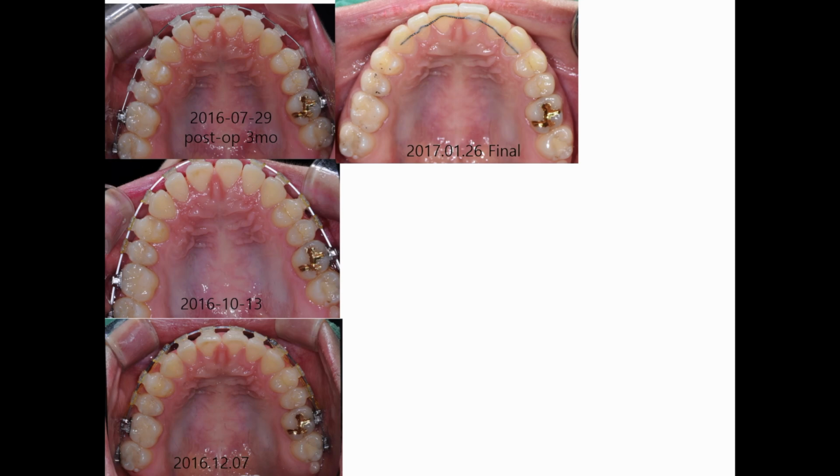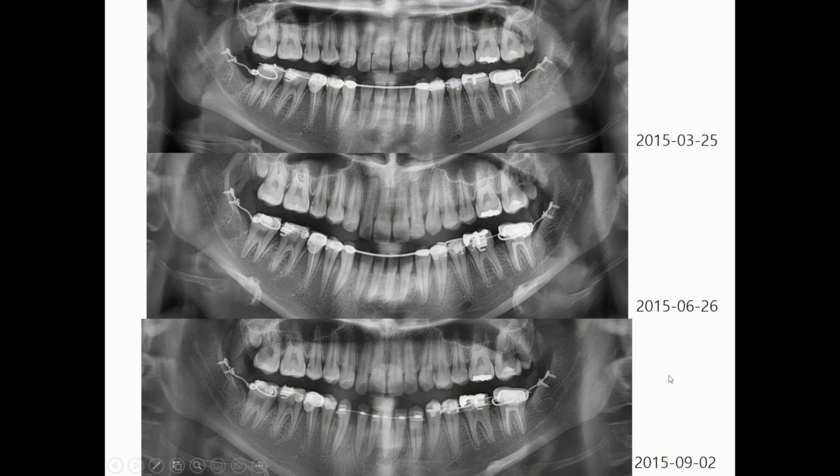So this is ASO. All teeth are in the mouth, and then the face changed a lot. Occlusion is good. Okay, let's think about class 3 orthodontic surgery.